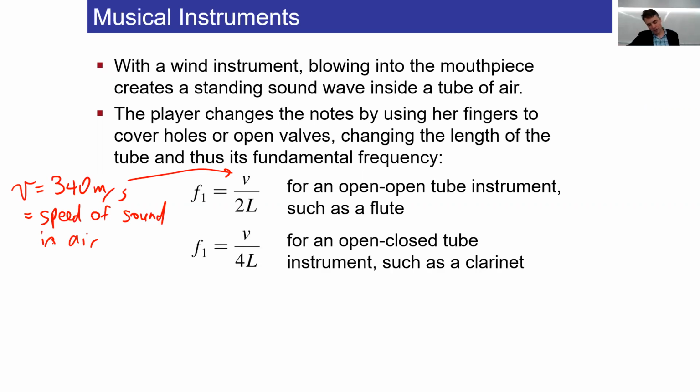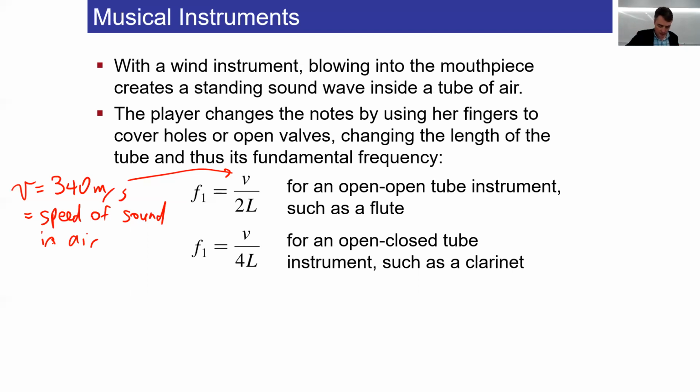Now you can also have an open-closed tube, such as a clarinet. The mouthpiece on a clarinet has a reed in it, which has a very, very small opening, and it acts as if it's a closed end. It forms sort of a cap there, whereas the other end has a bell on it and is opened up to the air. So this forms an open-closed tube.